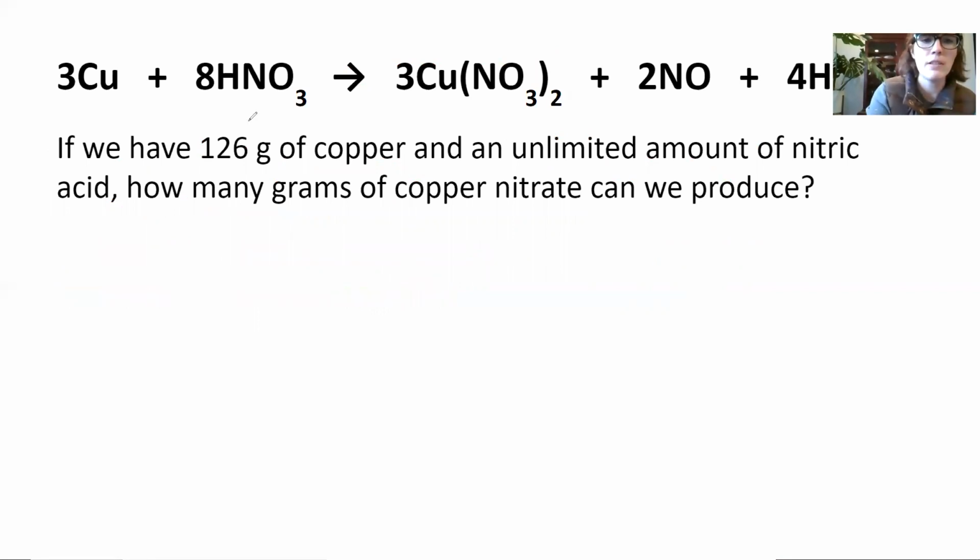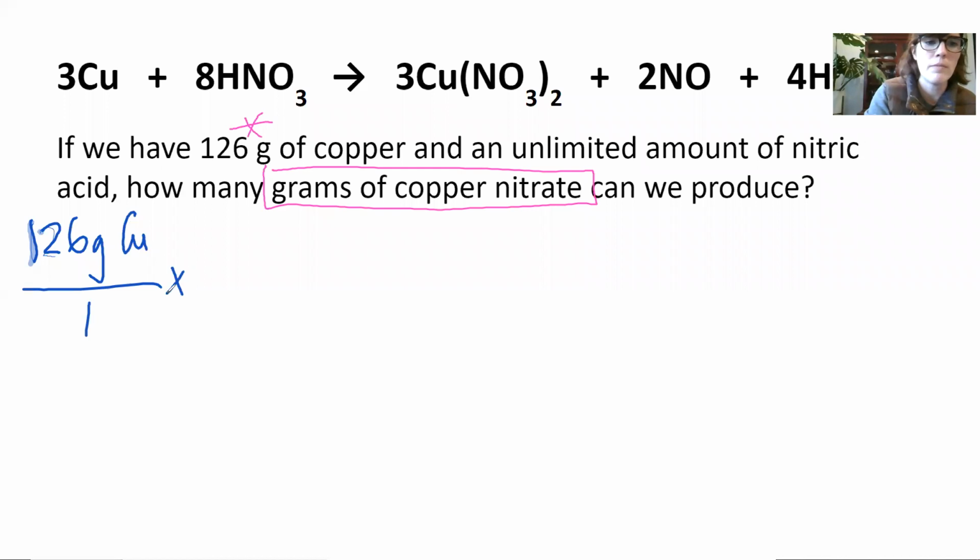Okay. So what are we given? 126. What do we want to find? How many grams of copper nitrate can we produce? Cool. All right, so I'm going to start with 100. Ooh, that's kind of light. How about let's do this one? No, I don't want that either. This guy. Okay, so 126 grams of copper.